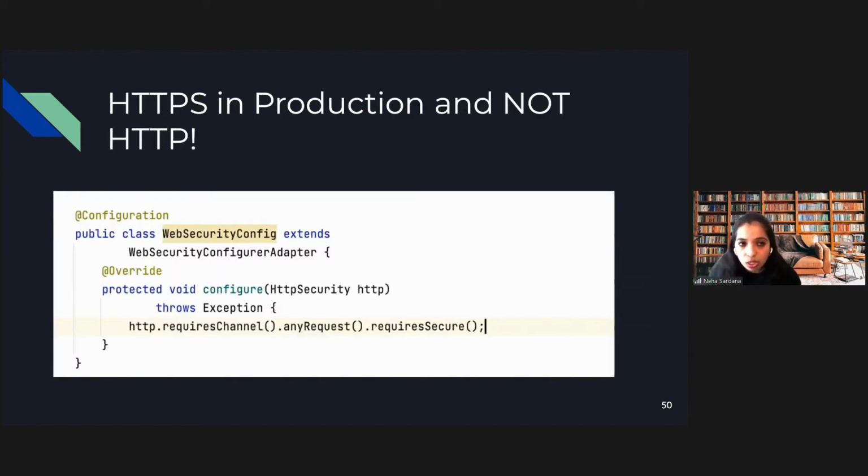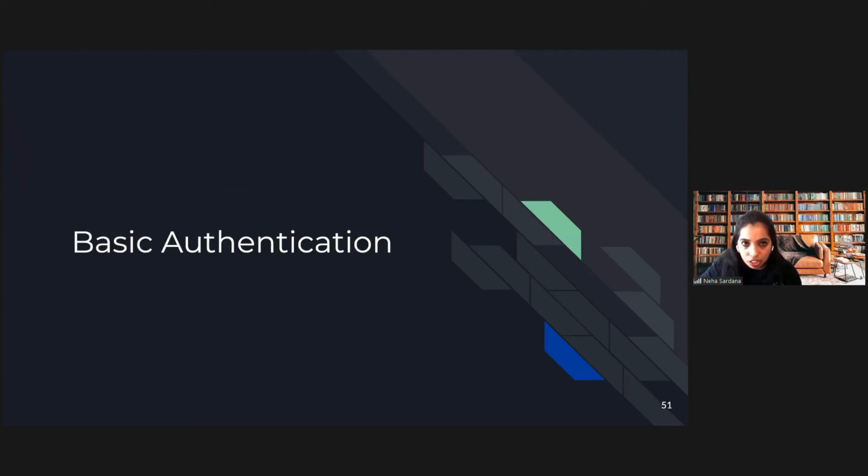And again, always use HTTPS in production and never use HTTP URLs. You can configure this using your configuration here. It uses requiresChannel. Any request requires secure. So it will always try to instruct the browser to use HTTPS instead of HTTP. So that's one way to implement more secure security for your application.